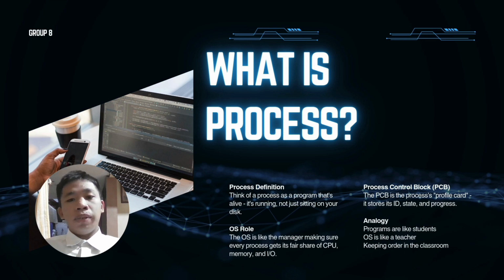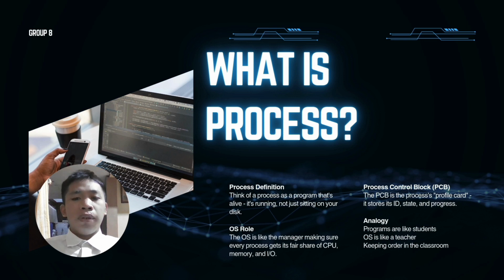A process is basically a program that is alive. It's running, not just stored on the disk. To manage this, the operating system uses something called a process control block, or PCB. The PCB is like a profile card. It keeps the process ID, its current state, and its progress so the OS knows exactly what's happening.